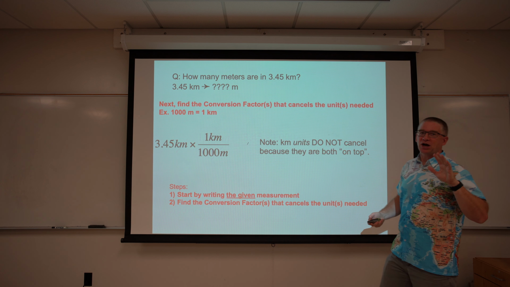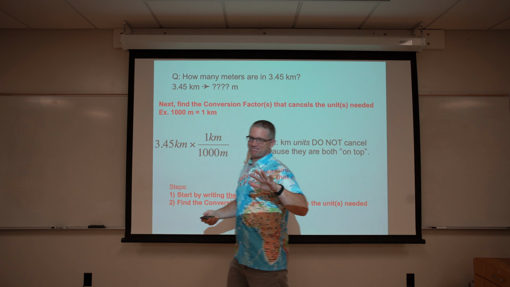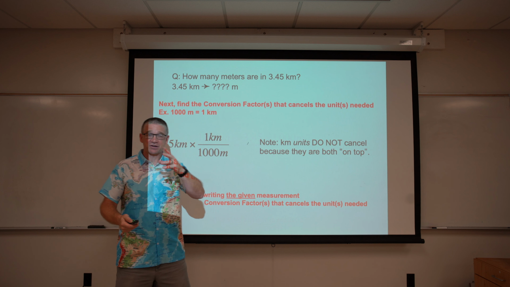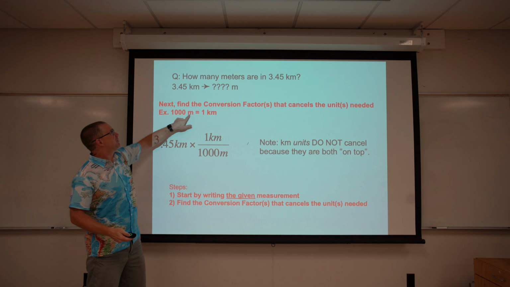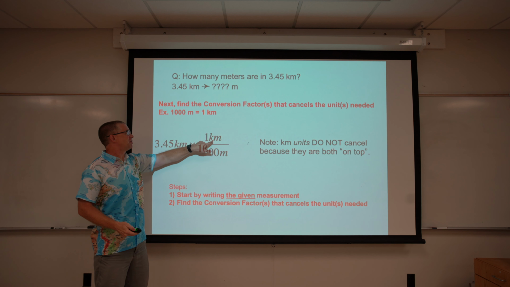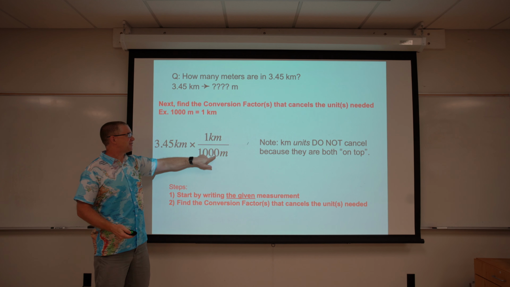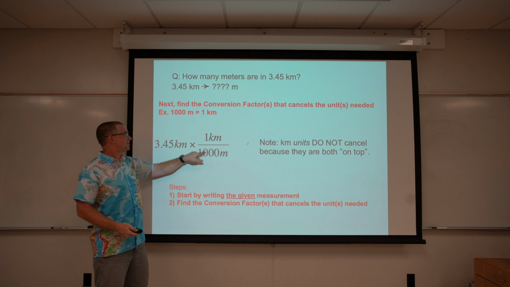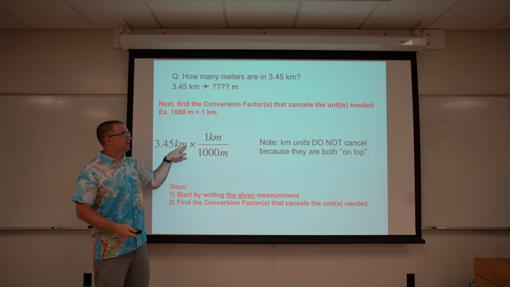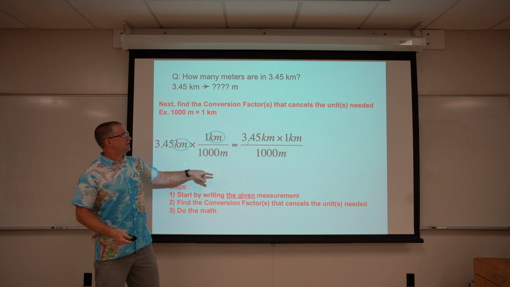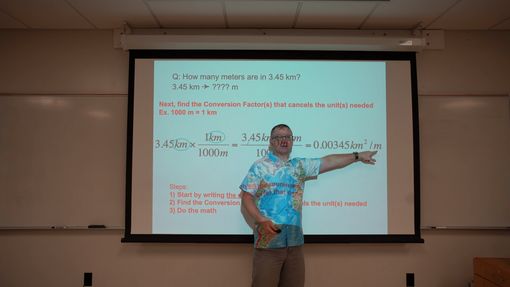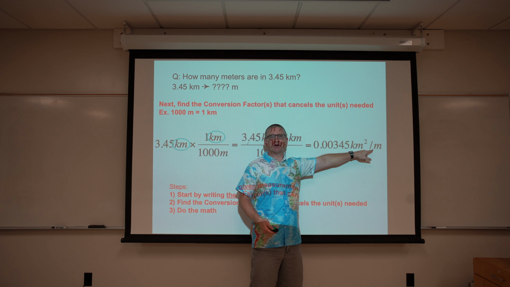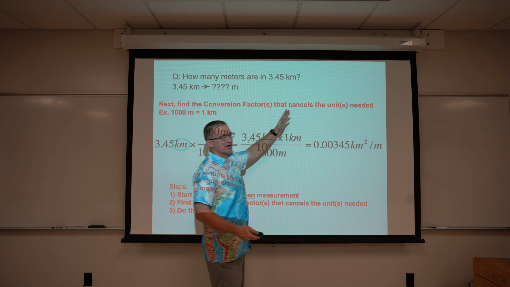Let me just show you a way not to do this. I usually don't spend a lot of time showing you the wrong way to do things, but this is a common mistake people make. Let's say you got to this point here. We had 1,000 meters, 1 kilometer. If you put a kilometer on top and the 1,000 meters on the bottom, the kilometers don't cancel. And the unit you end up with is kilometers squared per meter, which I don't even know what that is. That's a weird unit. And you have the wrong answer.